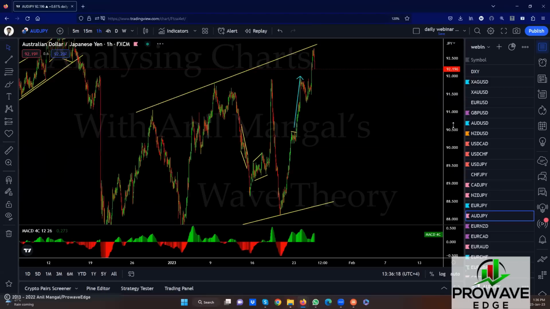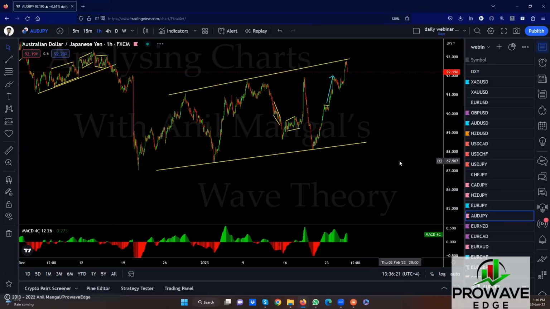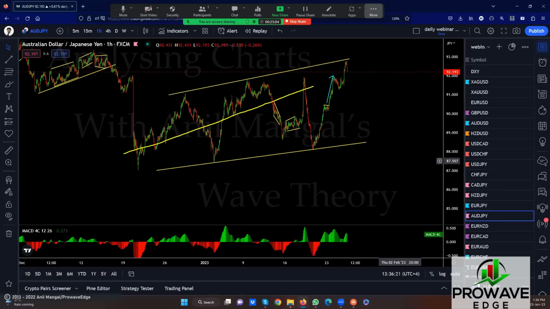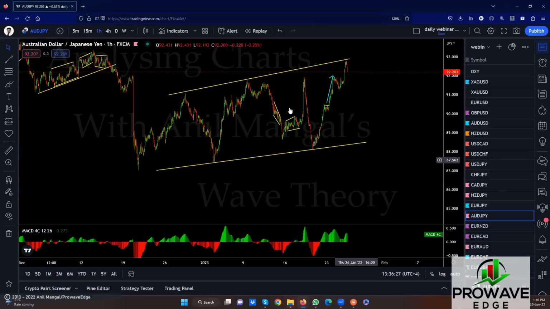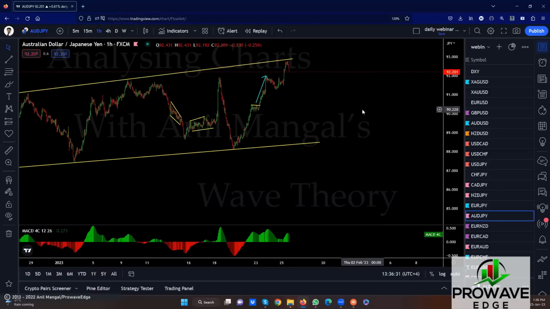Aussie yen has one of the best patterns, right? When you see this, you're expecting this to come and break through. So we traded this down, we traded this down, we traded this down, we're going to be trading this down. All you need is a flag.